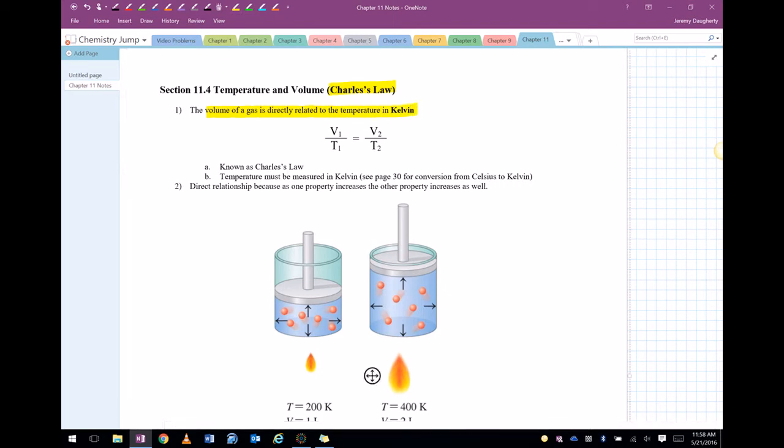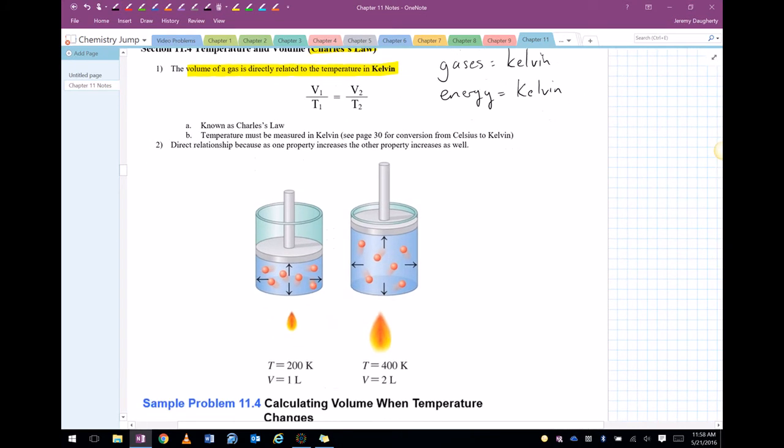Very important. Anytime you see capital T, that means temperature in Kelvin. Gases always use Kelvin. And anytime you're talking about energy, you're also using Kelvin. See if I can spell it correctly this time. Kelvin, Kelvin, Kelvin, pretty important here. So it's a direct relationship, right? And this is how they came up with the idea of absolute zero.